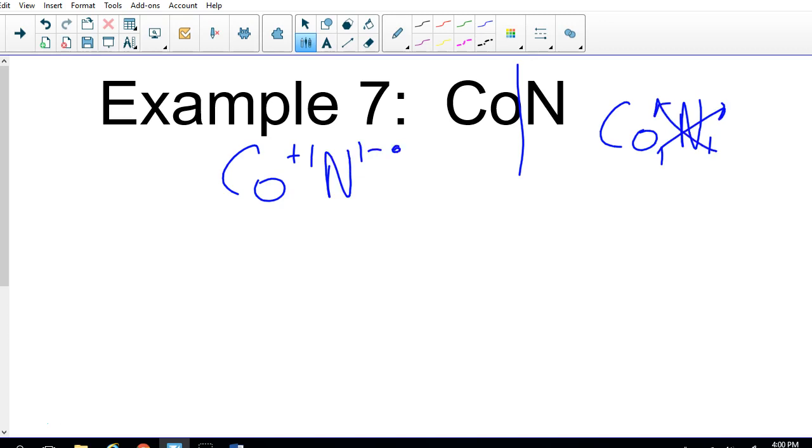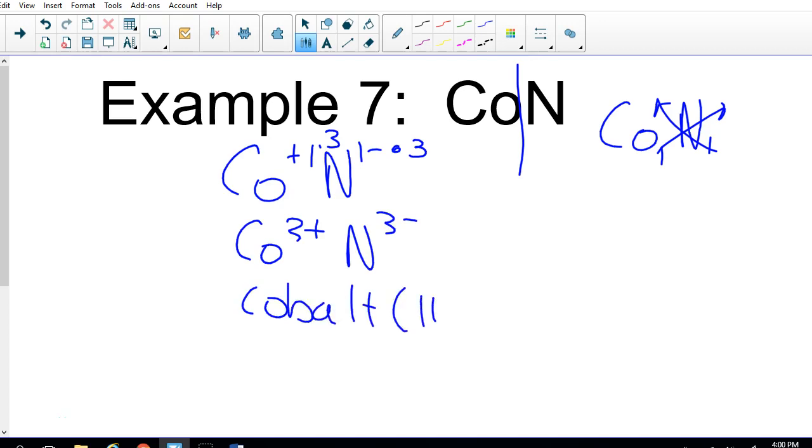But N should be a minus three. So I multiply by three, multiply by three. That makes this turn to that, and then it's cobalt, Roman numeral 3, nitride.